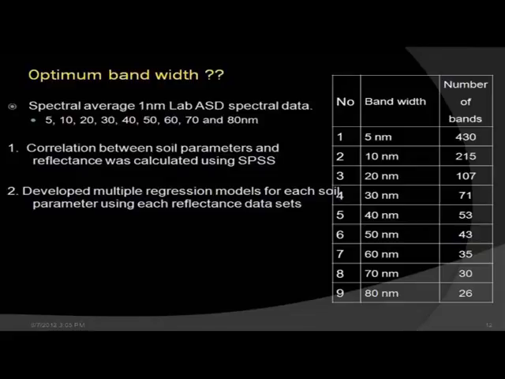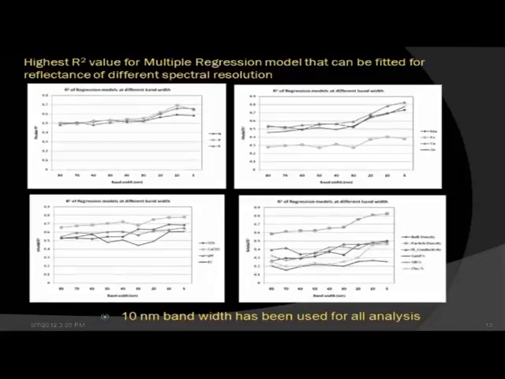So at 1 nanometer, starting from 400 to 2500, we have something around 2000 plus bands. But if we integrate those data at 5 nanometer, you have 430 bands. When you come down to 10 nanometer, it's 215. Then 20, 30, 40, 50, 60, 70, 80. So from hyperspectral it comes down to multispectral. So the question was, what should be the bandwidth at which the prediction model will be quite good to estimate the parameters.